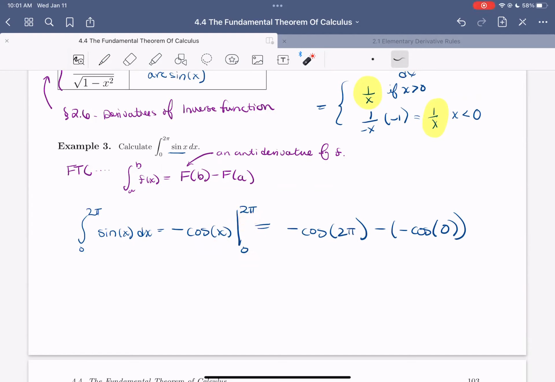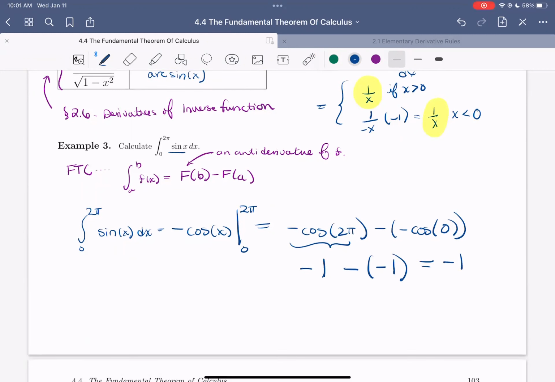So we'll see this a lot. It just helps to organize our work and to set up what that difference is going to look like. All right, so let's compute these two values. Well, we have negative cosine of 2 pi. Cosine of 2 pi is just 1, so when we negate it, we get negative 1. And then now we get negative cosine of 0. Cosine of 0 is also 1, so we get negative 1. So if we gather our negatives, we get negative 1 plus 1, which is equal to 0.